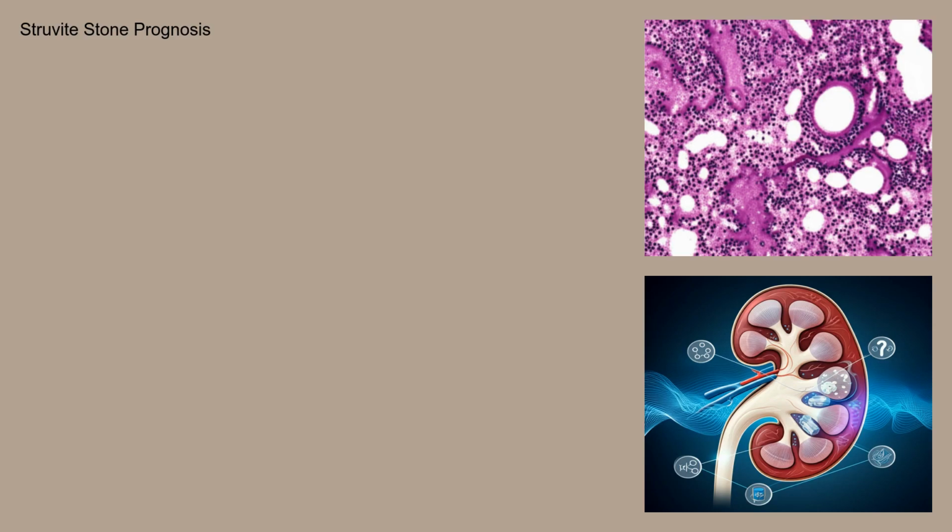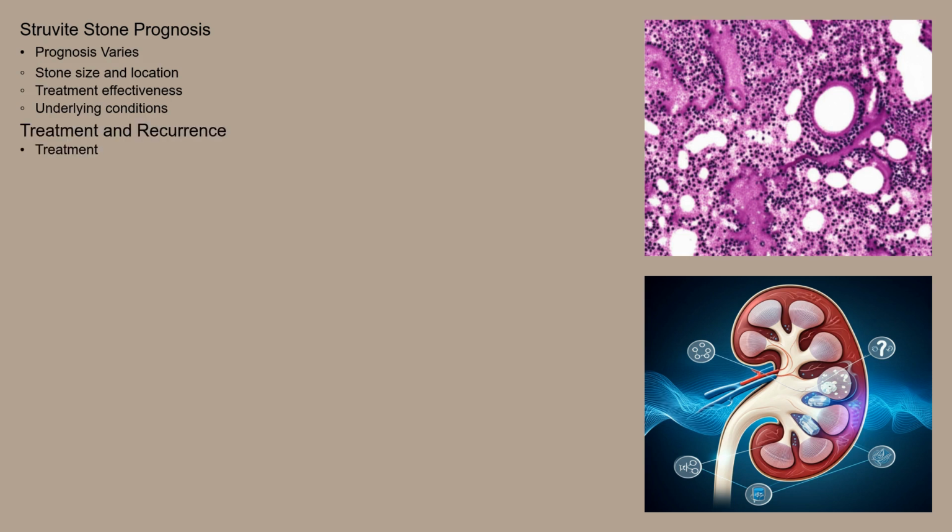The prognosis for individuals with Struvite stones depends on the size and location of the stones, the effectiveness of treatment, and the presence of any underlying medical conditions. With appropriate treatment, the stones can often be successfully removed and the infection eradicated. However, recurrence is common, especially if the underlying cause of the infection is not addressed.